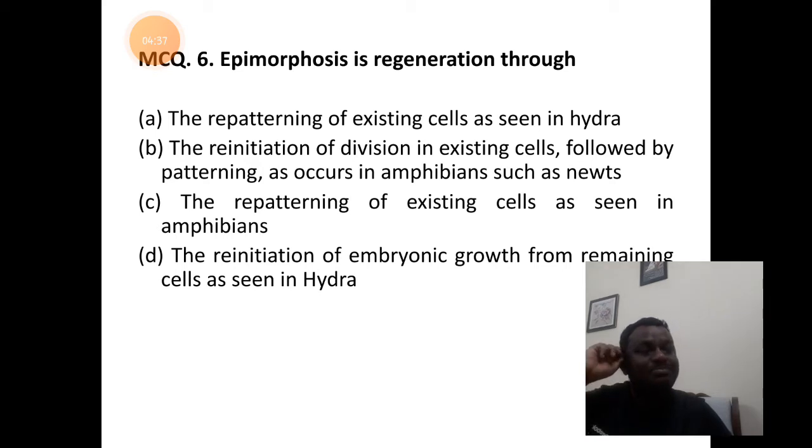So you have option B and C, both are correct here. D, reinitiation of embryonic growth from the remaining cells as seen in Hydra. Hydra example generally relates to morphallaxis. So B and C has a close answer. But what is the difference between B and C? In B, concept is reinitiation of division of existing cells takes place. We call it as dedifferentiation and redifferentiation. Whereas C concept, when you look at repatterning of existing cells, the pattern will not change of the existing cells. Mean to say it is a property of the neoblasts. So most appropriate answer would be B.